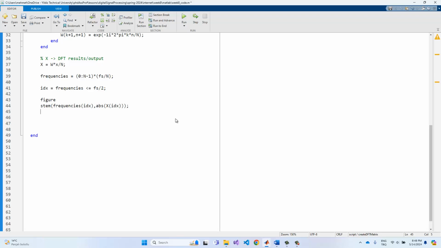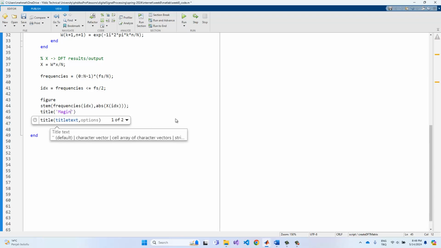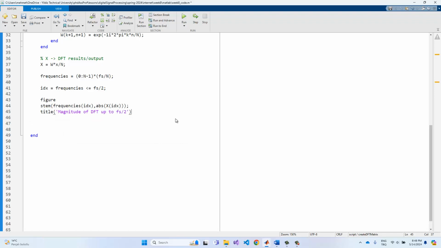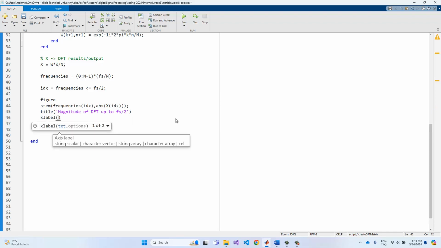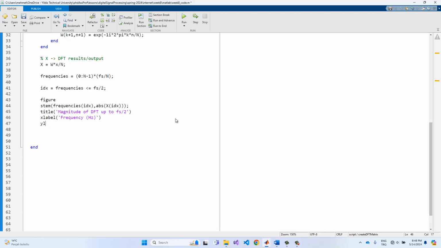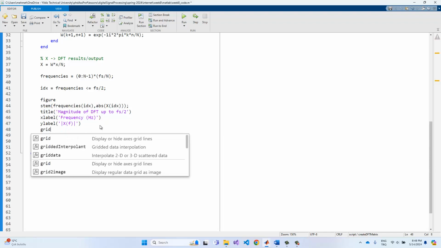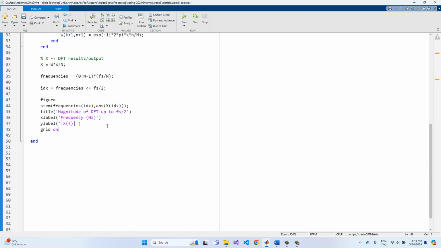This is a special figure. The title is the magnitude of DFT up to fs divided by 2. The x label can be assigned the frequency values in hertz, and the y label should be assigned the absolute value of these terms, X(f), in absolute form. This is the code for these things, and grid on should also be called here, just like this one.